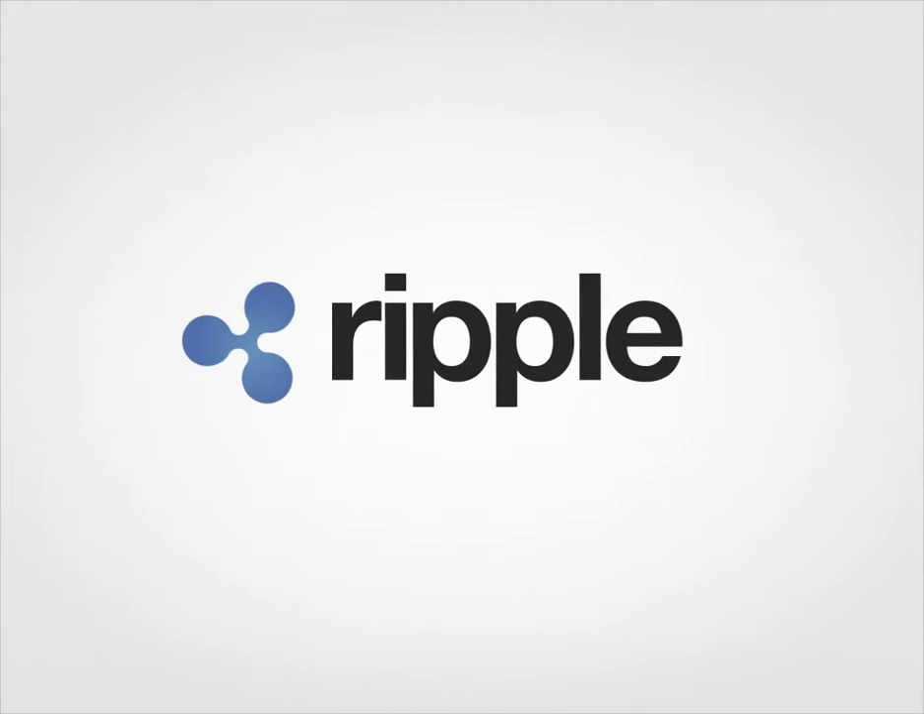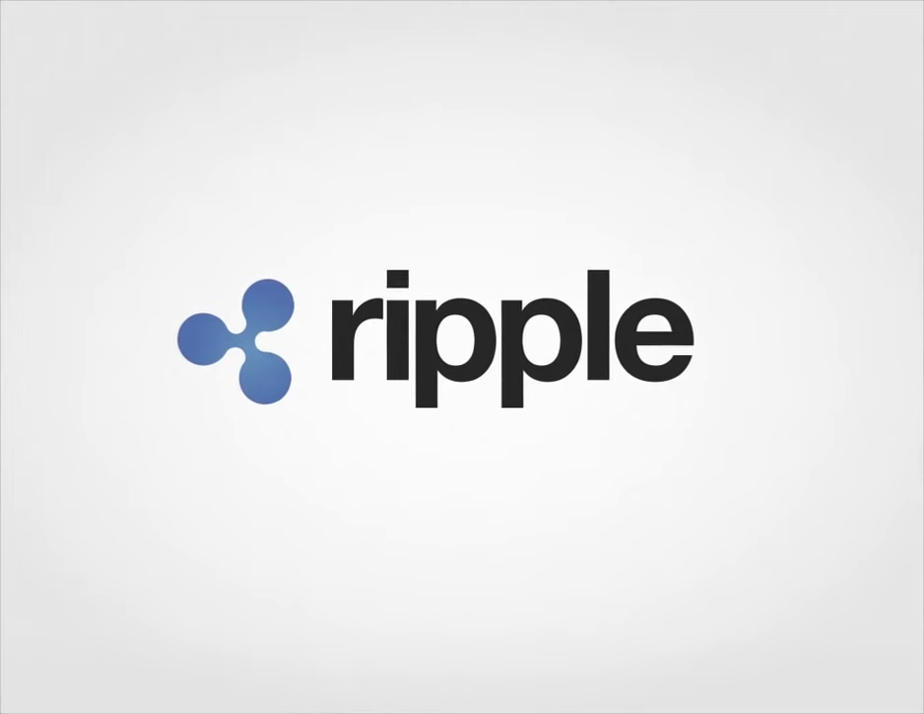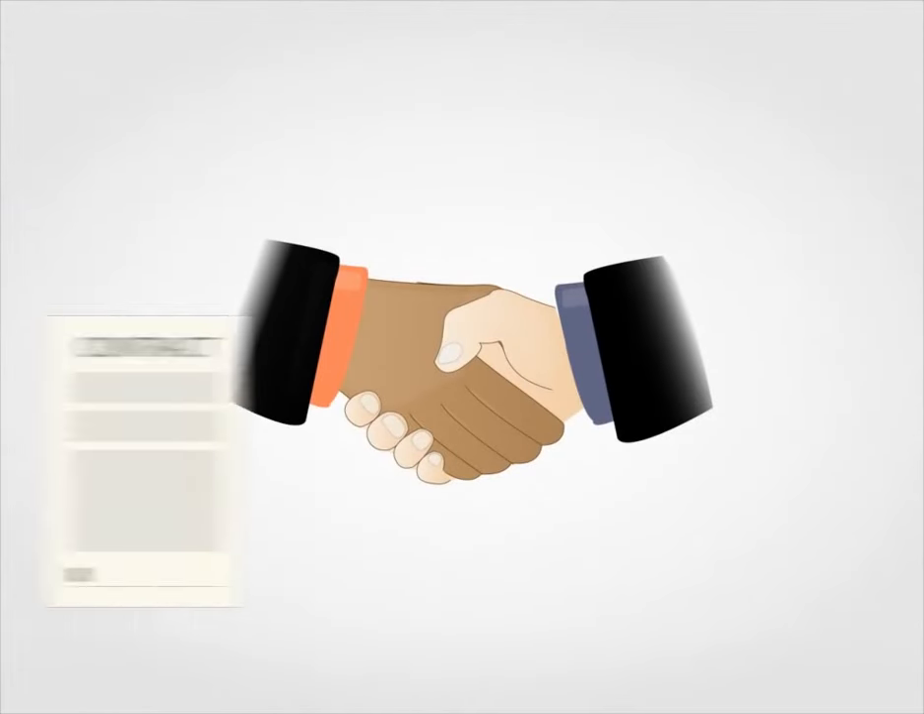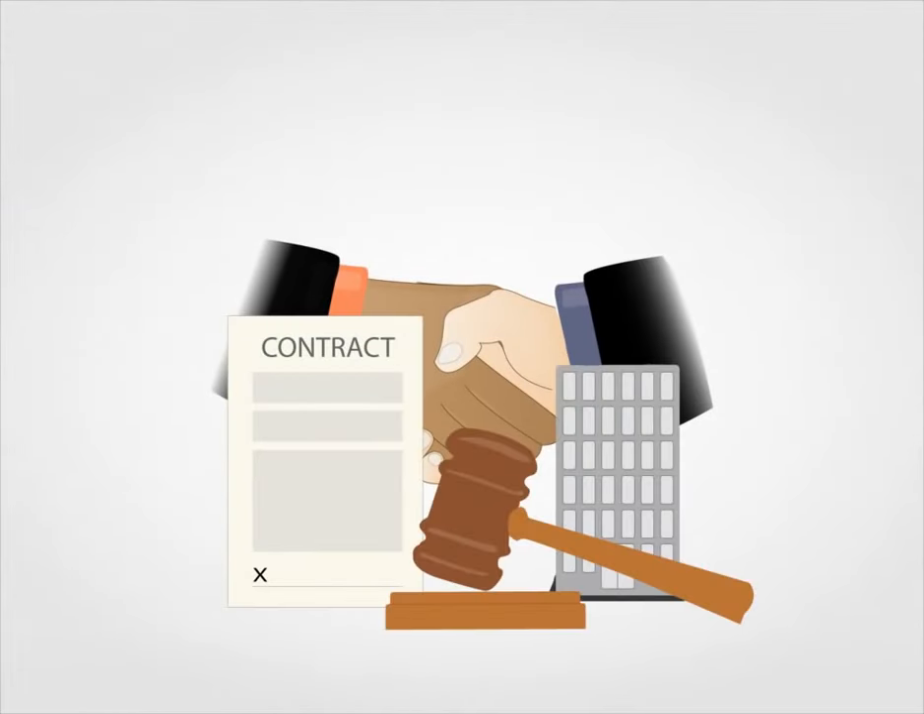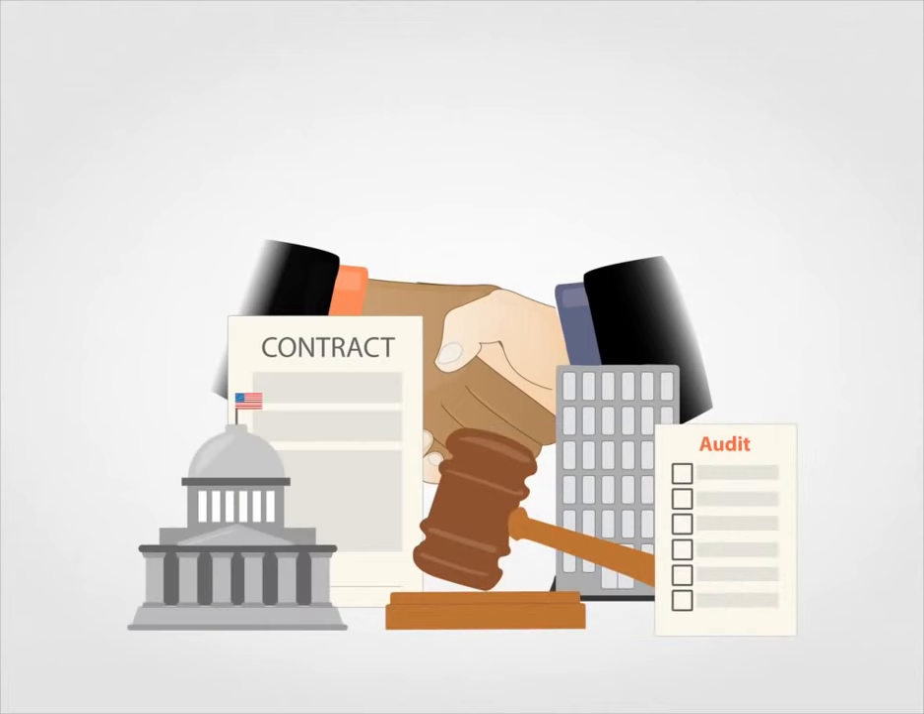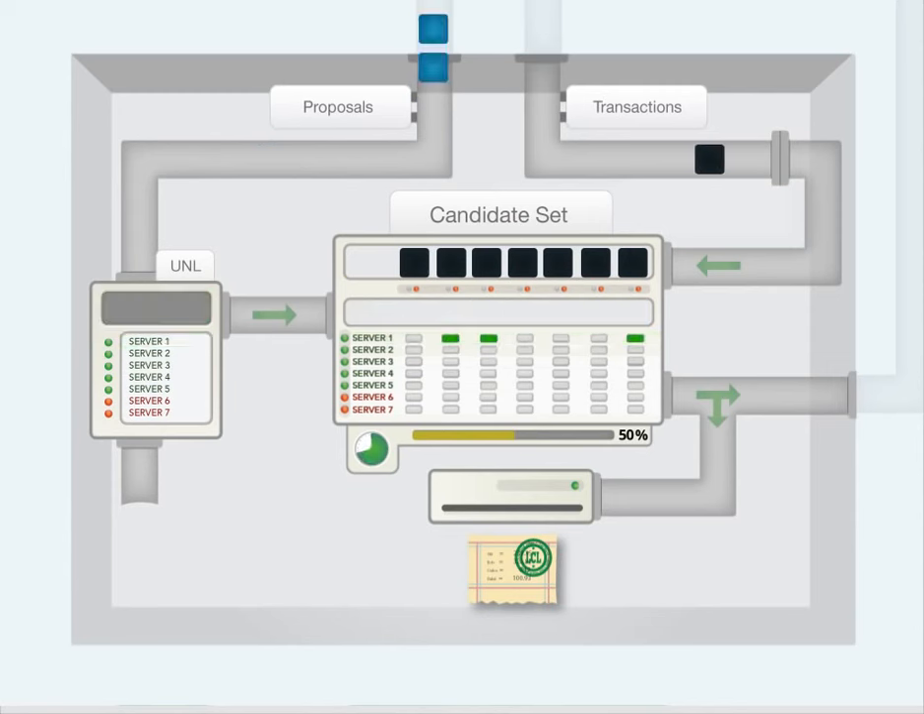Ripple is a system for making transactions on the internet. Other financial systems require handshakes, contracts, corporations, laws, audits, governments, and faith. Ripple only requires an algorithm.